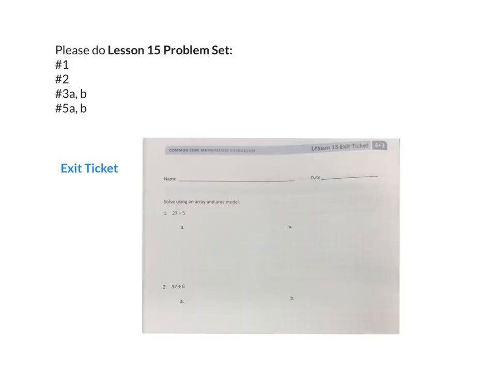Today, to help you practice this, please do the following problems in your Lesson 15 problem set, and then move on to your exit ticket. Once you're done with your exit ticket, please do Zearn, Lesson 15, and then the rest of your practice problems for extra practice. Thanks.